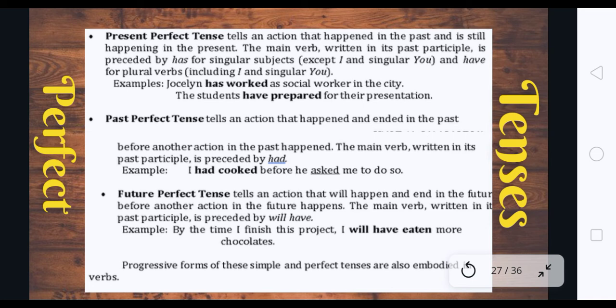Progressive forms of the simple and perfect tenses are also embodied in verbs.